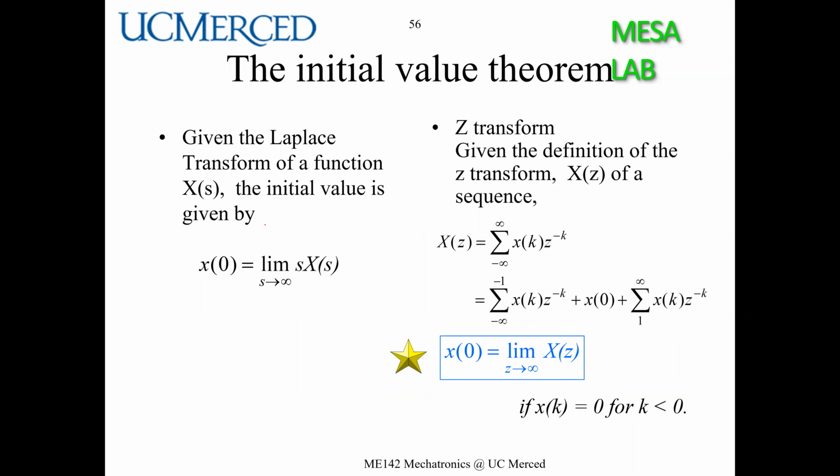And remember that in Laplace transform, you have the IVT, initial value theorem. But in Z transform, it's different. Given the definition of Z transform, X(z) is this sequence, and everything less than 0 is 0, so it doesn't matter. We can still write it from that. So the middle one is my initial value.